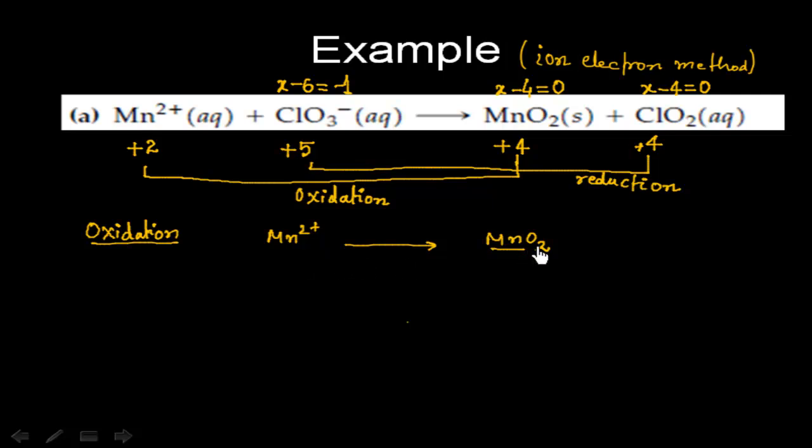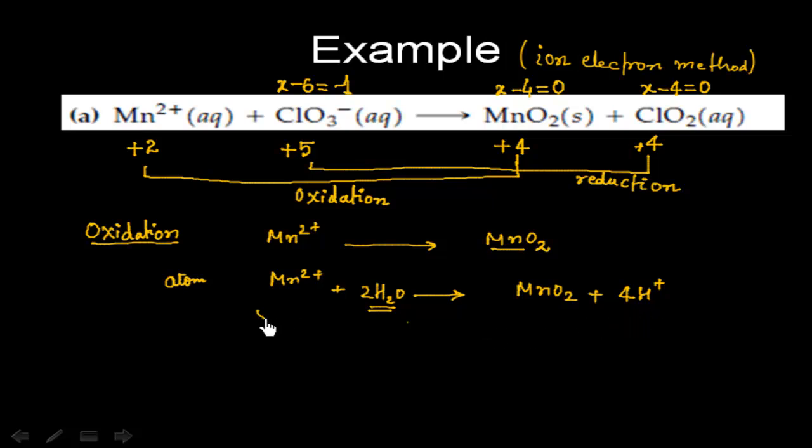Now this side we have two oxygen, so on the other side we have to add 2 H2O. Now this side we have 4 hydrogen extra, so we can add 4 H+. Now atoms are balanced. Then we have to look for charge. This side we have 2+ charge, this side I have 4+ charge.